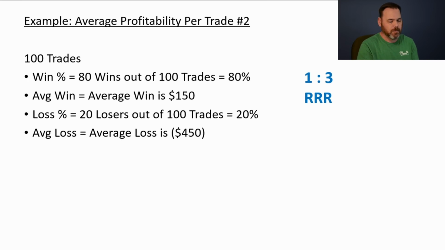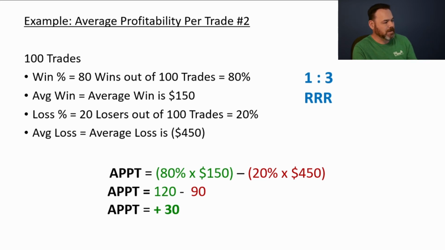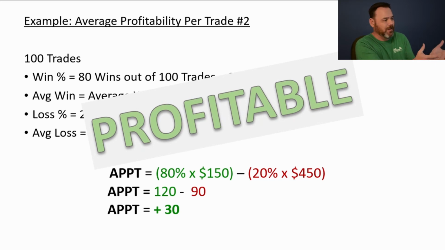It's 1-to-3, so depending upon how many of my trades I'm taking, this could be not profitable either. But based upon average profitability per trade, I'm actually plus 30, okay? Because if you take the percentage times your average win, that number there is greater than the number of losses. So therefore my average profitability per trade is actually profitable. If you got these numbers long term, you got a profitable strategy, a winning strategy, okay?